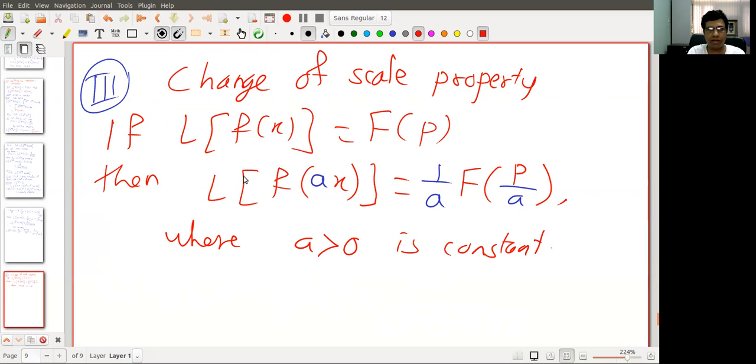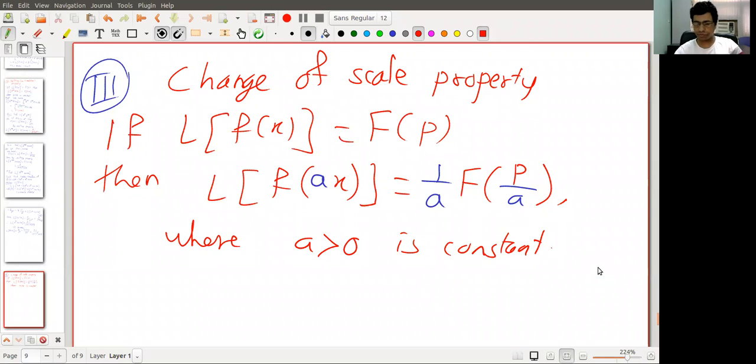Okay, remember that Laplace transform of f of ax is 1 upon a capital F of p by a. Here a is positive. Later on we will discuss the general case, that is, we allow a to be negative. Okay. Let us prove.